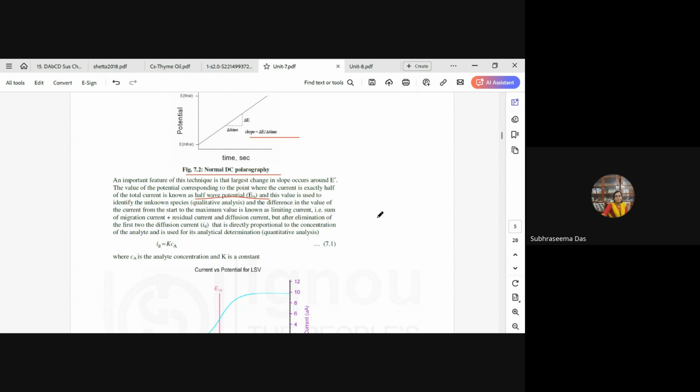So here, when using this E half value, we have a term that is known as the limiting current. So the limiting current is given by the diffusion current. The diffusion current is directly proportional to the concentration of the analyte. So finally it gives i d, that is the diffusion current, is equal to k into C A.